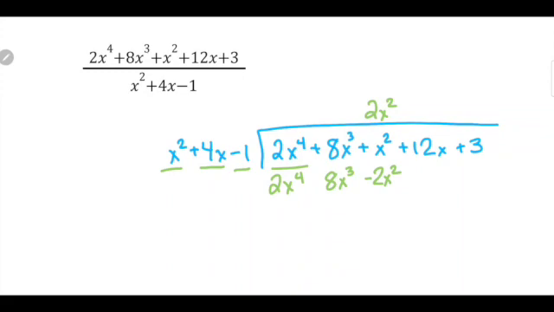And we're going to subtract the product that we just wrote. Subtracting a negative would change it to adding a positive. So what we're left with is 2x to the fourth minus 2x to the fourth is 0, 8x cubed minus 8x cubed is 0, and x squared plus 2x squared is 3x squared. Now we need to bring down our next two terms.